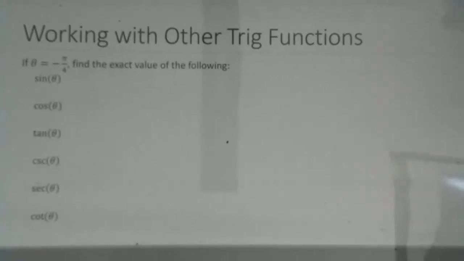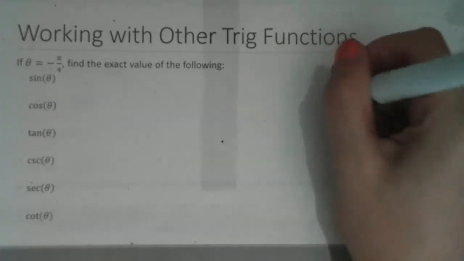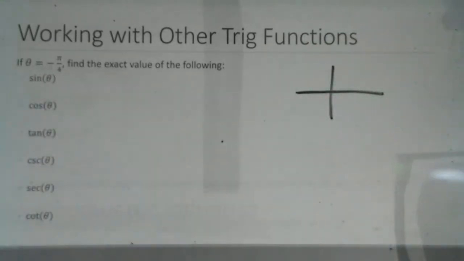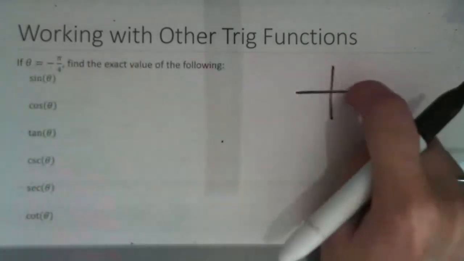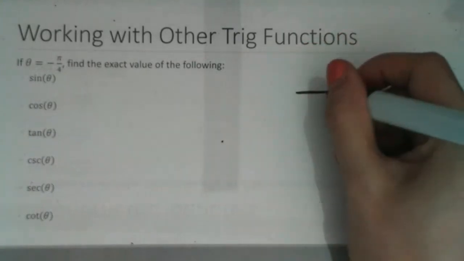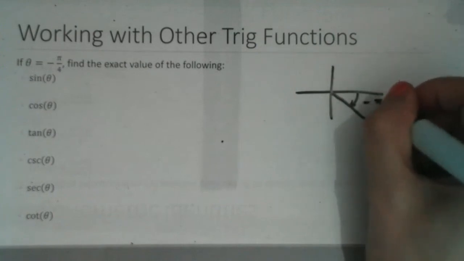So let's see what we can do with this. If theta is equal to negative pi over 4, we want to find the exact value of the 6 trigonometric values. I'm going to start with a picture. We don't see degrees on our negative pi over 4, so we know we're working in radians. Notice that it's negative, so instead of going counterclockwise around the circle, I'm going to go clockwise, and I'm going to go pi over 4 radians. So that is an angle of negative pi over 4.